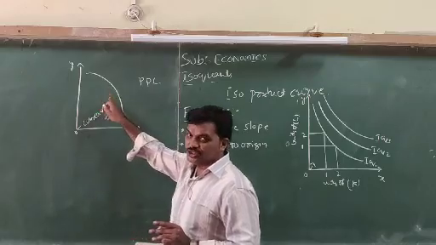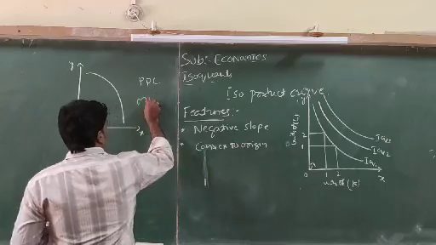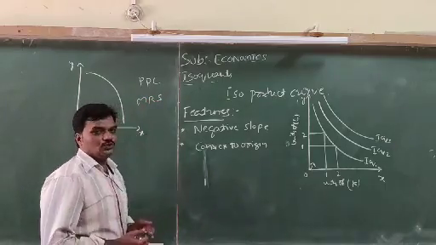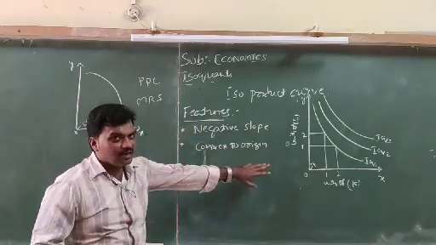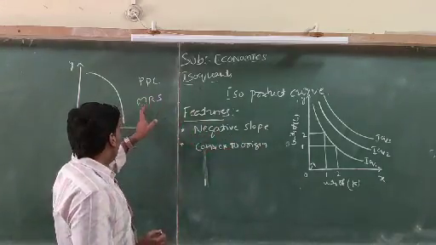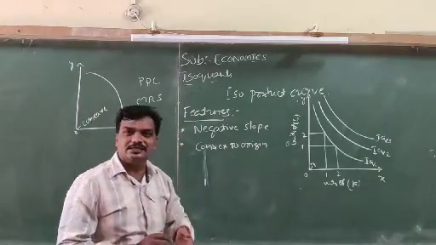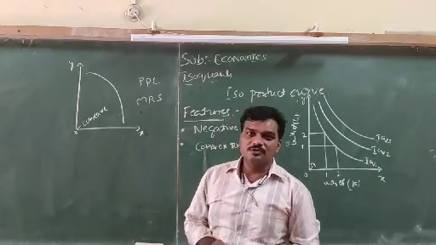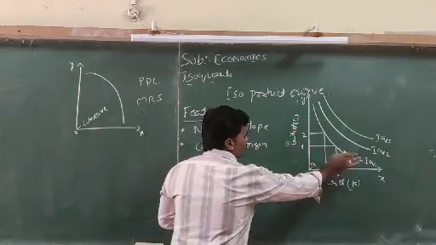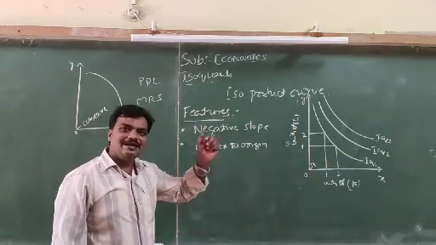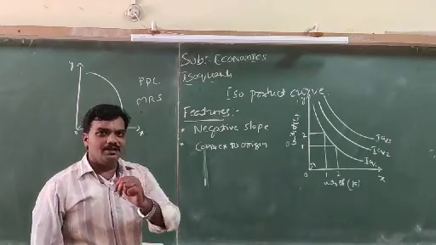when you move from one combination to another combination, the MRS, which stands for marginal rate of substitution, is diminishing in isoquants. But in the PPC curve, that is the production possibility frontier, the MRS must be increasing. That's why it is concave to the origin. But here it is convex to the origin because the MRS is diminishing when you move from one combination to another.